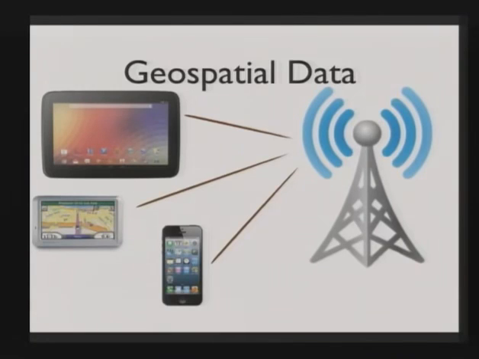So every time we use the map application on our phones, we're sending our precise location to some server. Every time we open Facebook and update our status, the Facebook application might embed some location information. Every time we open Twitter, the same thing happens. So this location information is logged somewhere on some centralized server.